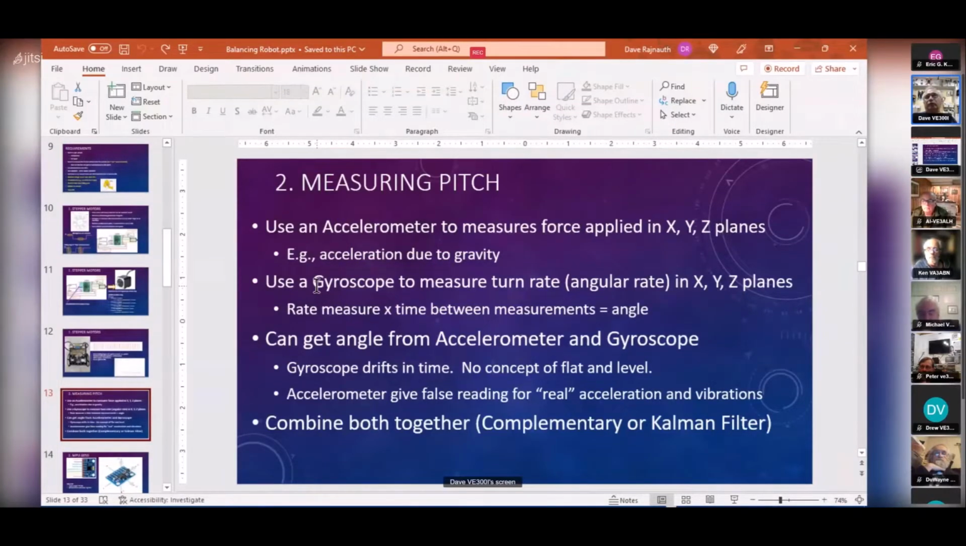You could also use a gyroscope, but a gyro measures a turn rate. It measures a rate, so you have to take the output from the gyroscope and multiply it by a time to get the angle.